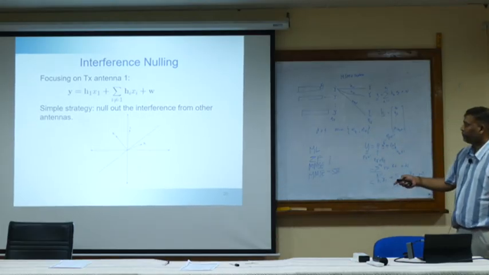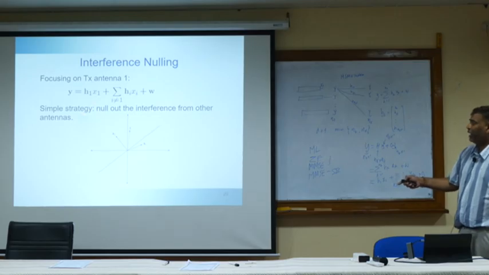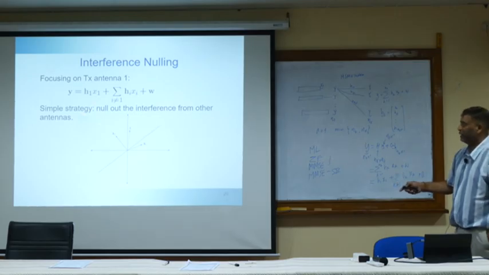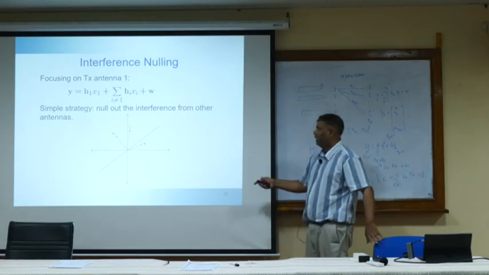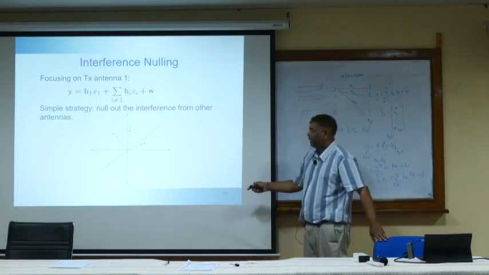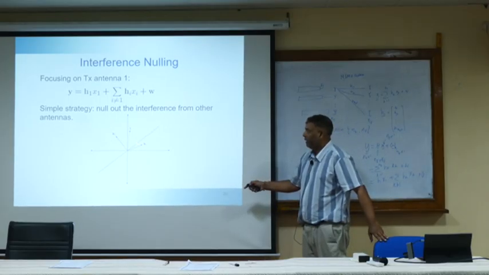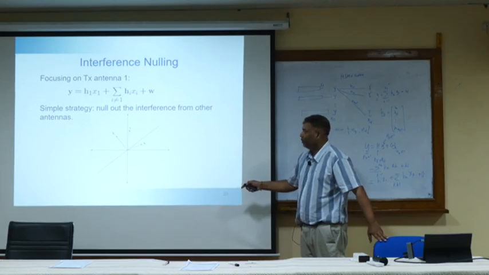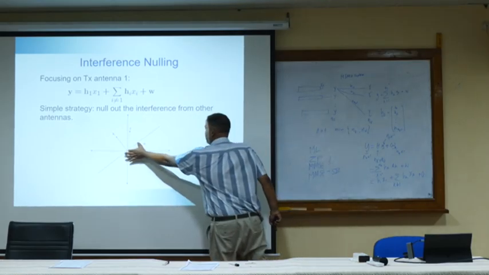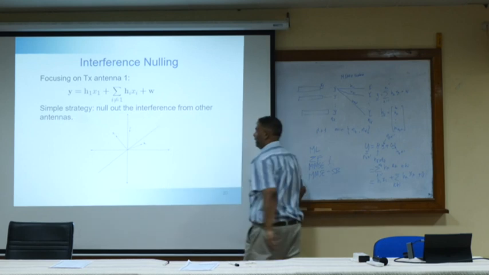Okay. So the simple strategy is to null out the interference from other antennas. So you project the receive signal orthogonal to H2. This is the interference, and you project orthogonal to that. Then your interference is gone. So you work from this signal to estimate X1.